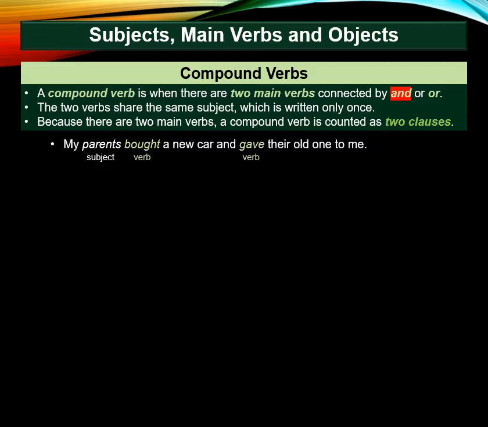My parents bought a new car and gave their old one to me. Both bought and gave share the subject parents. We lost the first 2 games, but then won the next 7 games. Okay, so again, we have kind of a difficult compound verb.